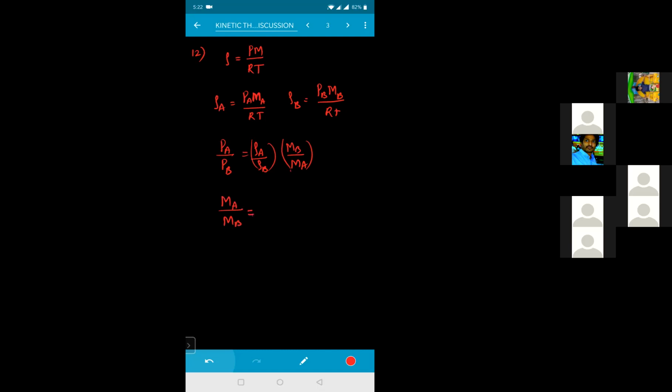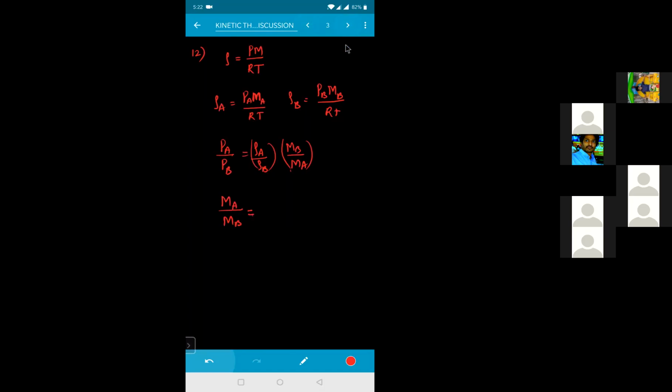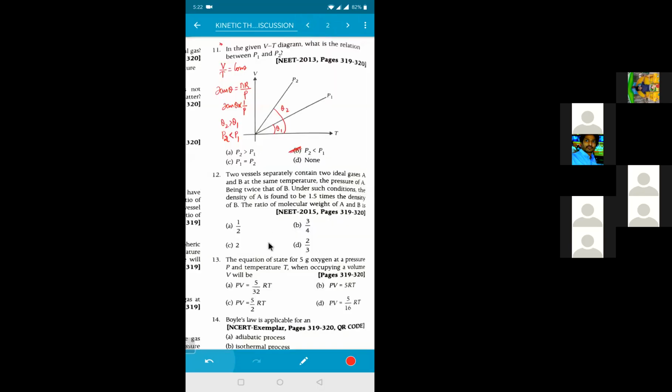So what is the ratio he has given me? 1 to 1.5. 1.5 means it will be 3 by 2. Density is given as 1.5 divided by 1, then Pa by Pb. That means it will become an inverse relation. Another one: the pressure of A is twice that of B. That means it will become 1 by 2.